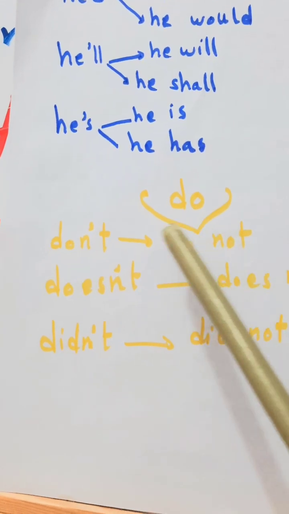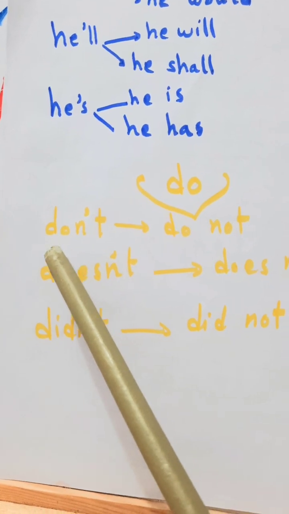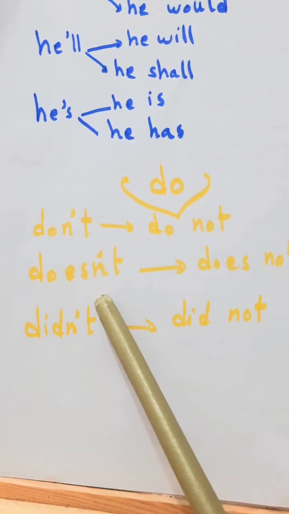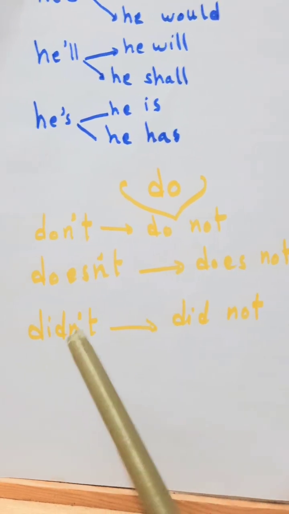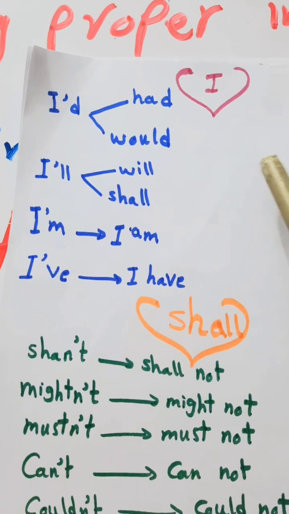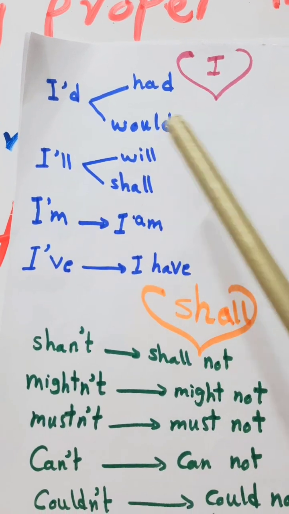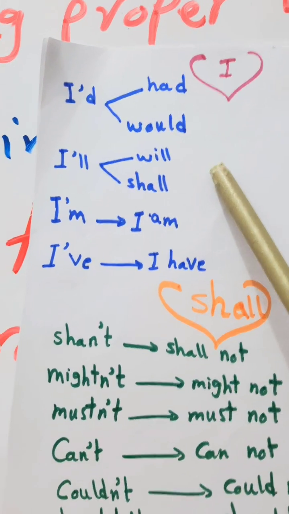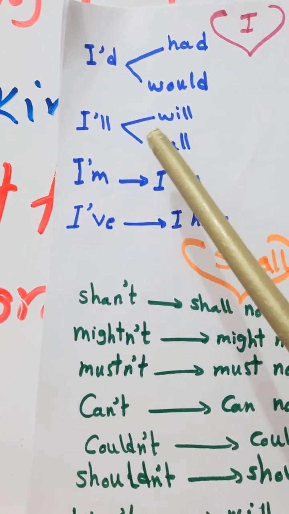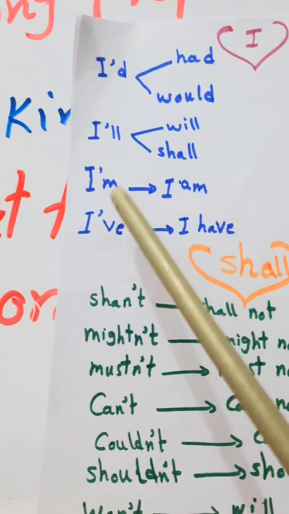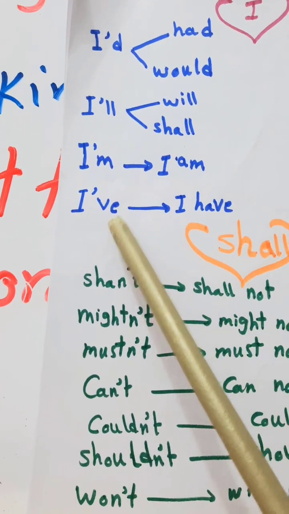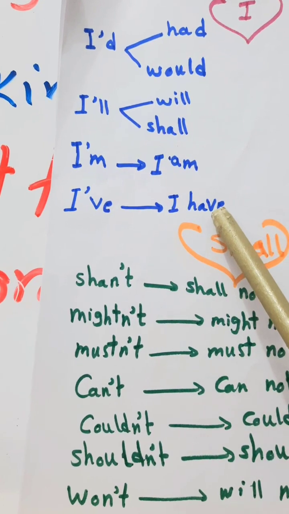And the verb to do, you better say don't instead of do not, doesn't instead of does not, didn't instead of did not. We have the contraction of I'd instead of I had or I would, I'll instead of I will or I shall. You can pronounce I'll or I'll. I'm instead of I am, I've instead of I have.